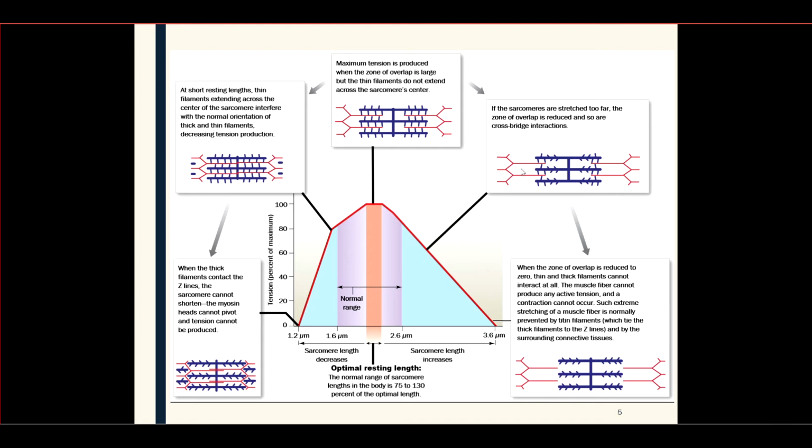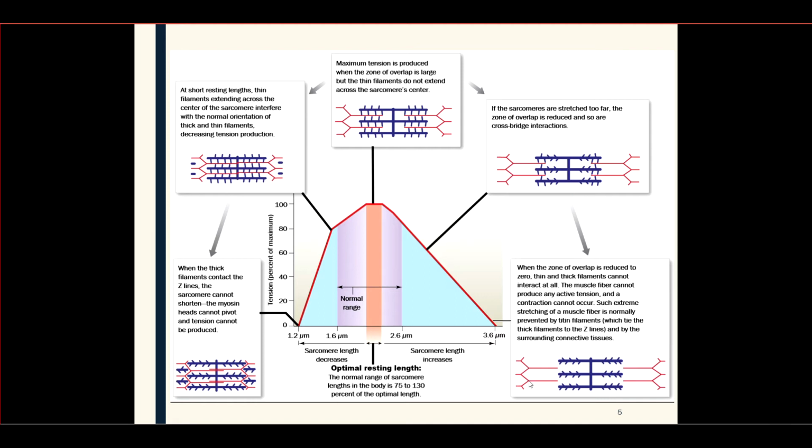So as the length of the sarcomere when it's stimulated increases, notice the amount of tension we generate is going to go down until, look over here, this sarcomere is completely stretched, right? So it's at a big length, right?